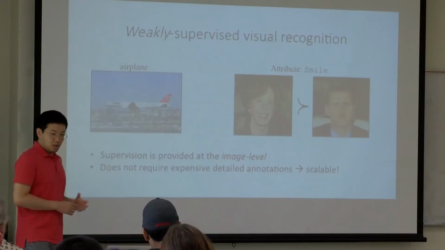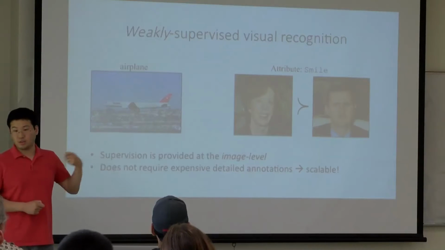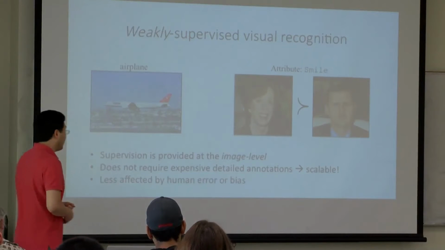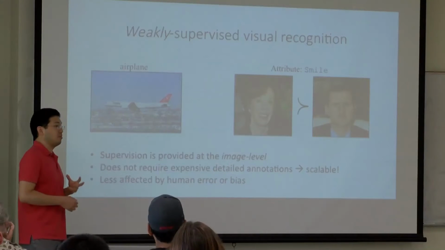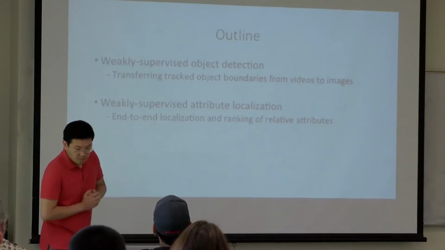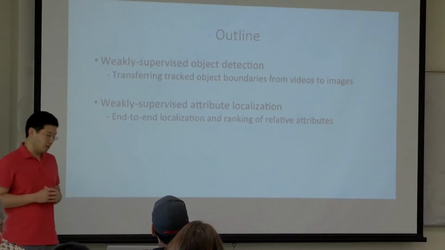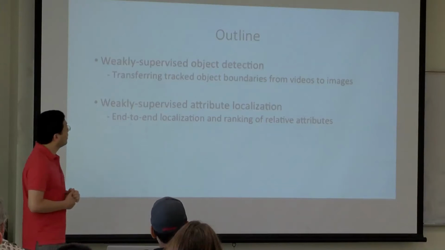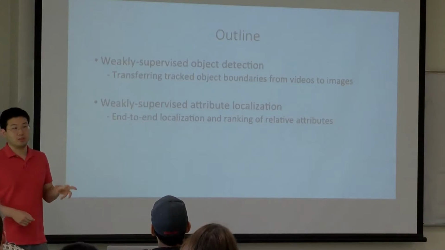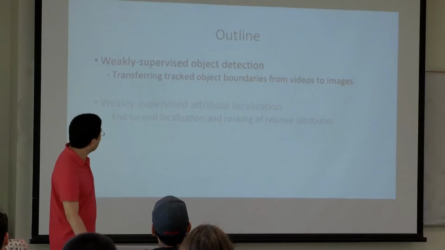So it's scalable. But at the same time, it's much more difficult because you're giving less information to guide the algorithm. But another benefit of this approach is that it's less affected by any human errors or biases. So today I'm going to be talking about two problems that our lab has recently worked on. One is on weakly supervised object detection, and the other is on attribute localization. And I'll first talk about our work on object detection.